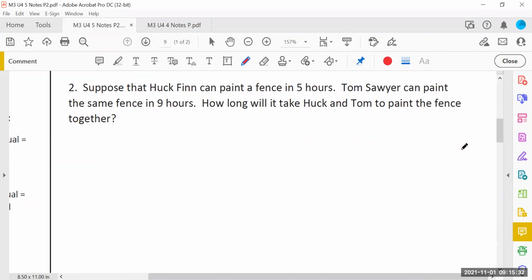Any of you read Huckleberry Finn? Do they still read that in school? A few of you? I forget, actually, it might not have been in that one. This problem's taken out of one of those two books.